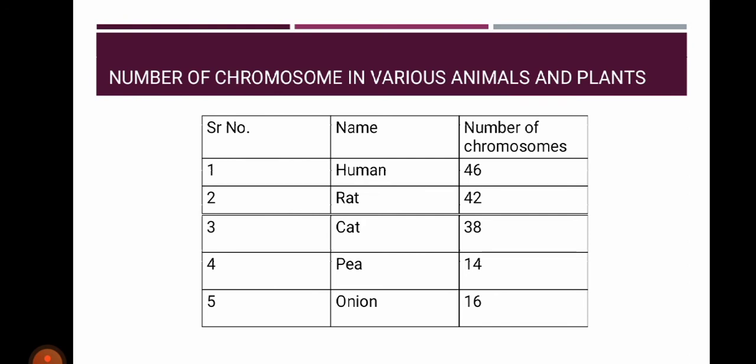As we know, the number of chromosomes varies from animals to plants and from species to species. Here is the example. Humans have 46 chromosomes in 23 pairs, and rat, onion, pea, and cat, you can see, have different numbers of chromosomes. All species have a different number of chromosomes.